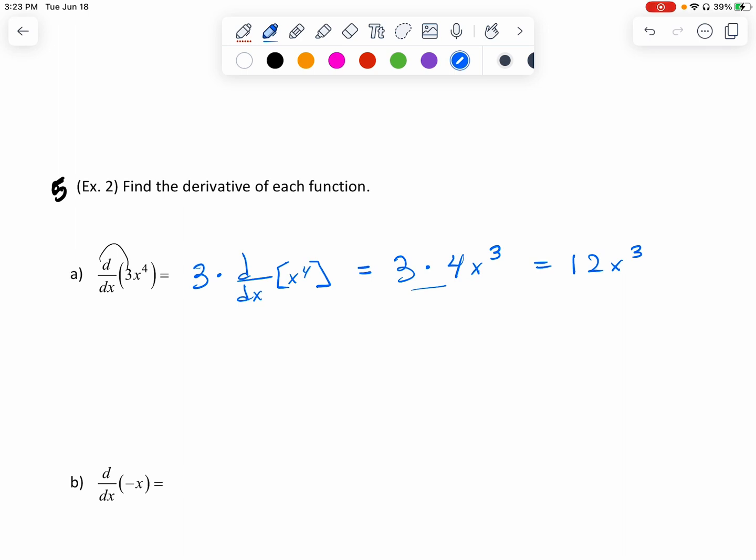So that rule's pretty simple as it is, but you can make it even simpler. Once you're comfortable with it, you don't have to write in this step of physically separating it. You could just take that 4 down and multiply it by the 3. So you could jump straight to this by saying, okay, I'm going to bring down that 4 and multiply it by what's already there and get 12 times x cubed, or 12x cubed.